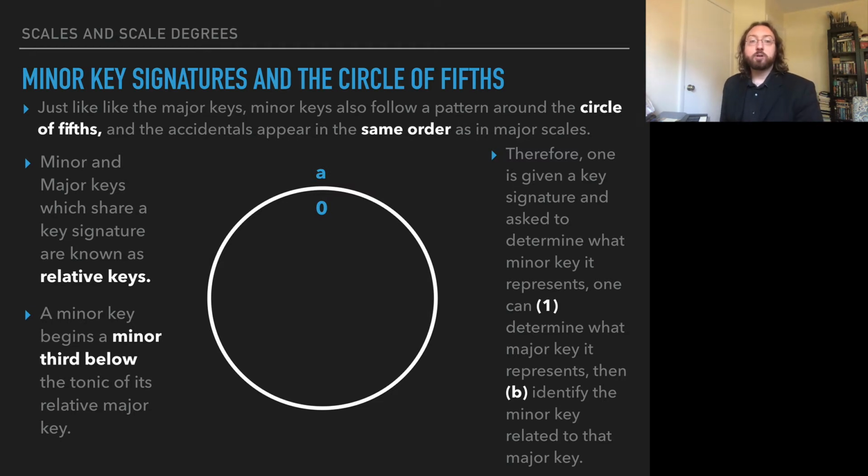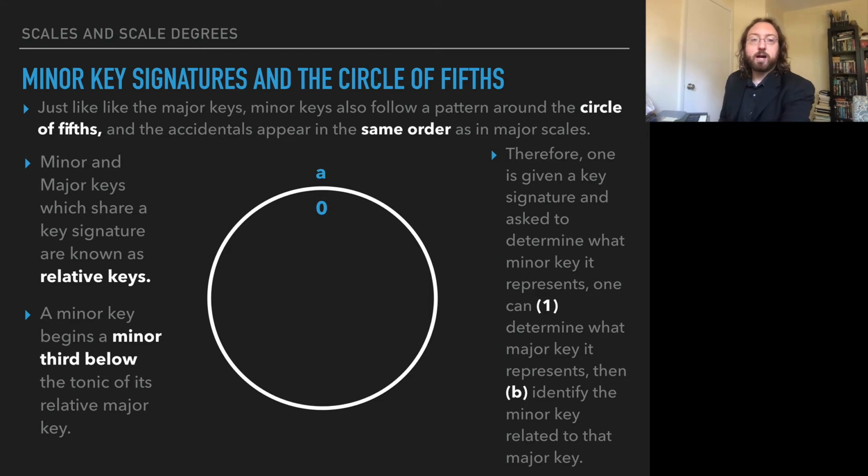A minor key also begins a minor third below the tonic of its relative major. So A is a minor third below C. You can also think of it the other way, that it's going to be the 6th scale degree of C major. So you can step down C, B, A, and find that relative there. Conversely, you can step up from A minor 3 steps. A, B, C, or 3 notes. A, B, C, and then you'll have the relative major of that minor key.